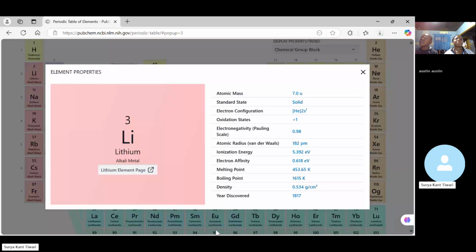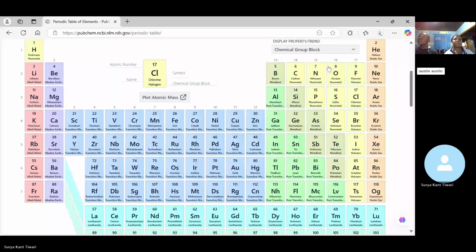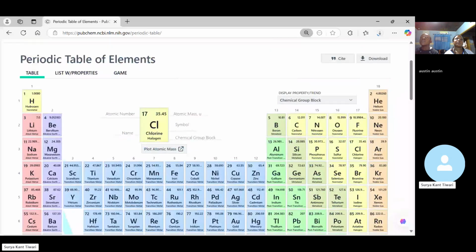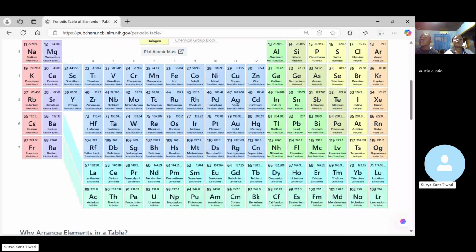So this looks like a periodic table, right? Yes, sir. This is how a periodic table looks. It is here on screen, and there are so many elements, around 108 elements. All the elements are here, and this is how they are arranged in the periodic table.